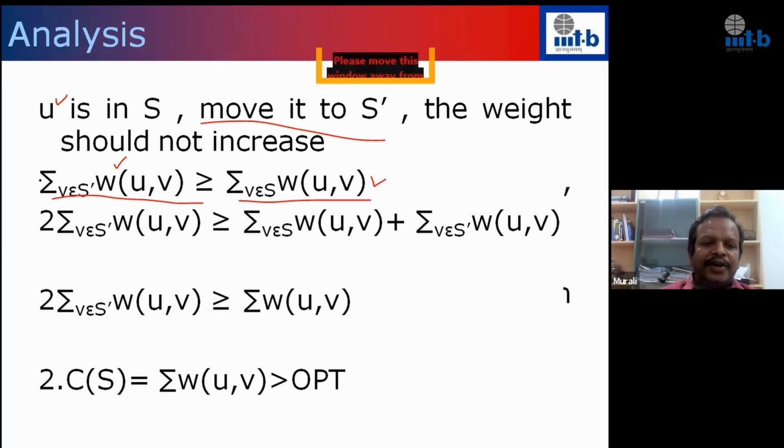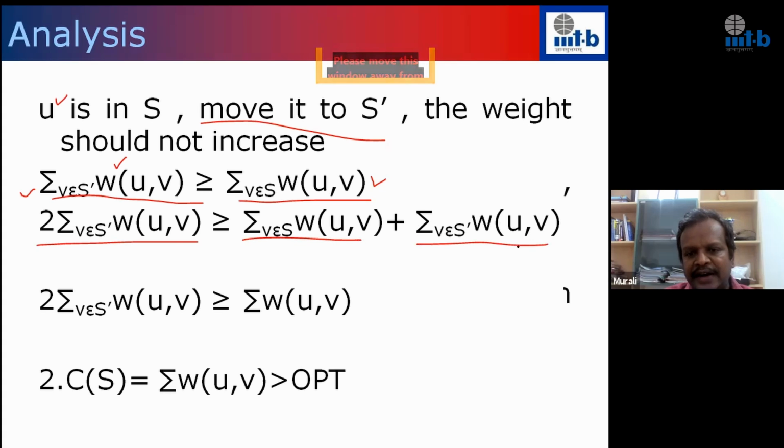This follows from the fact that the algorithm stopped when moving doesn't help. Now, take this quantity and add the same quantity on both sides. What I get on the left hand side is 2 times this value. This was already there, and this is what I've added. Notice that V belongs to S here and V belongs to S dash here. A vertex has to belong to either S or S dash, because your cut is a partition of the set of vertices. So on the right hand side I have the sum of all the edges of the type U, V, where one endpoint is U and the other endpoint can be any vertex in V.